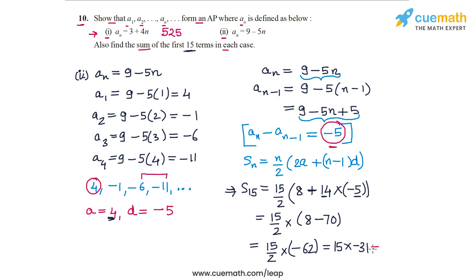and this is equal to minus 465. So the sum of the first 15 terms for the second progression is minus 465. And with that, we've completed question number 10.